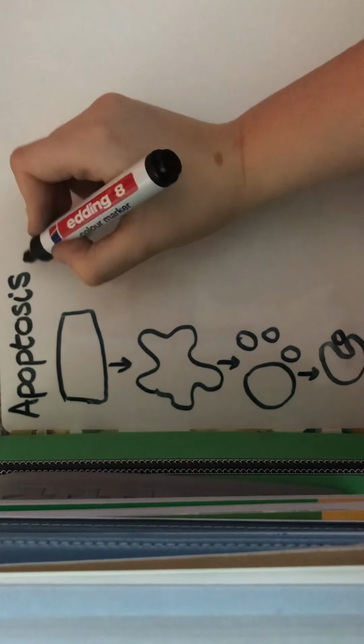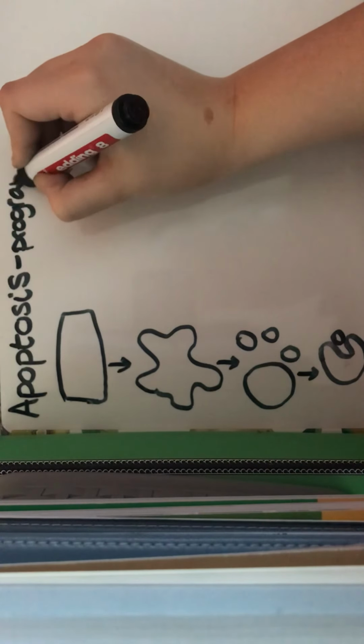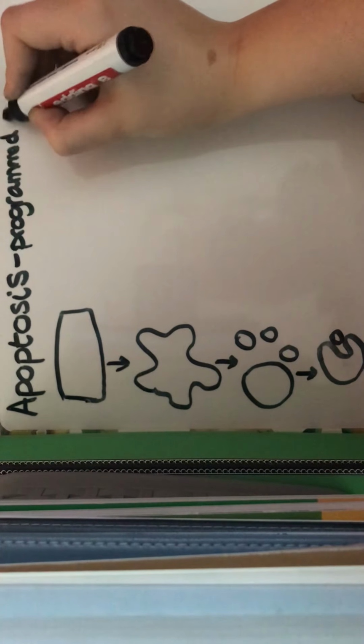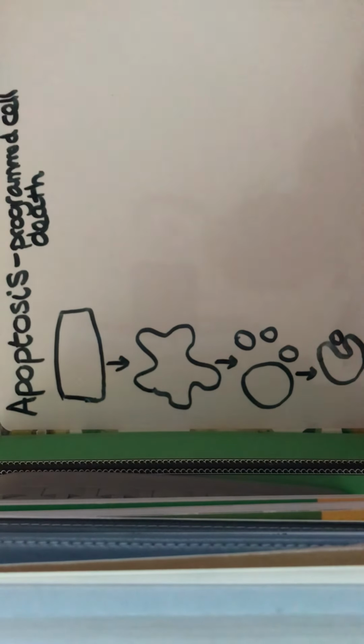Hello and welcome to this video looking at apoptosis and how that is controlled and its role in development. Apoptosis is otherwise known as programmed cell death. So it's quite an organised process.